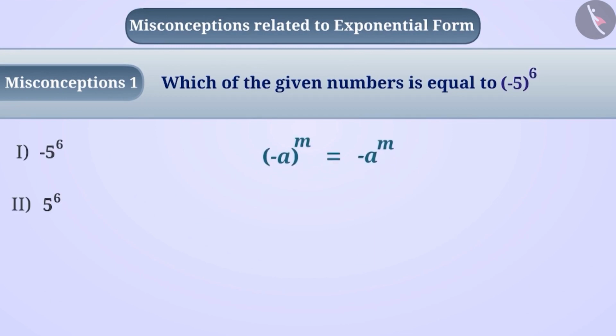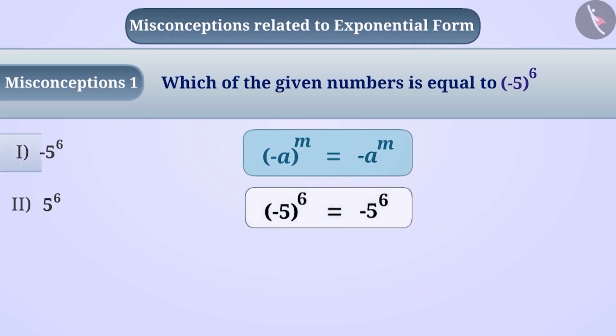Some children do not understand the concept of exponent properly. They believe that if there is a negative sign in the base, it always results in a negative number. So they choose option 1, which happens to be a wrong answer.